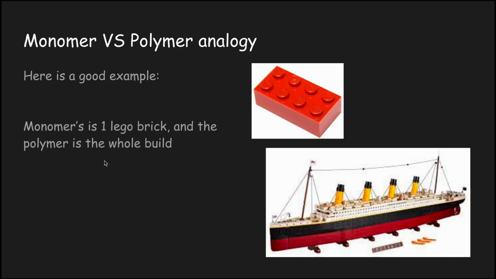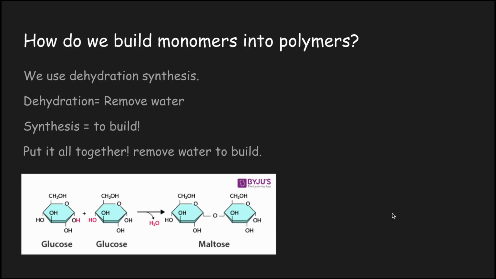But for the example, we have the Lego bricks, like I was saying. You need the monomers to build the polymers, right? These are your single base units. These are your multi-built, insane structures. But how do we build monomers into polymers? Well, we're going to use a reaction called dehydration synthesis. Dehydration meaning remove water, synthesis means to build. Put it all together, remove water to build. That's how you should view dehydration synthesis if that vocab does not make sense to you.